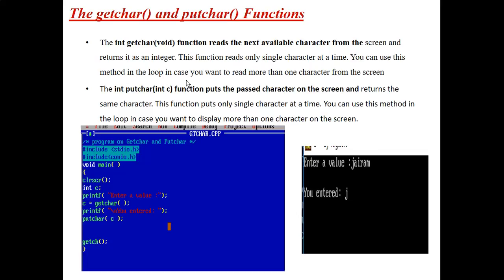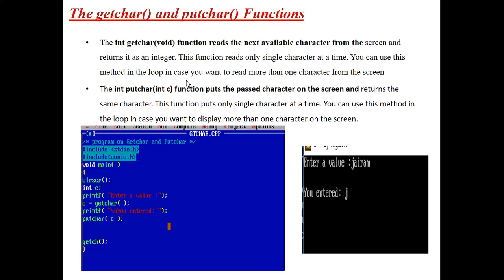Next, the getchar function reads only one character at a time. Suppose we have entered many characters, like a name, it takes only a single character at a time. That's why you can use the getchar function in for loops or while loops in order to execute the loop many times. That means getchar is useful for programmers in for loops and while loops.